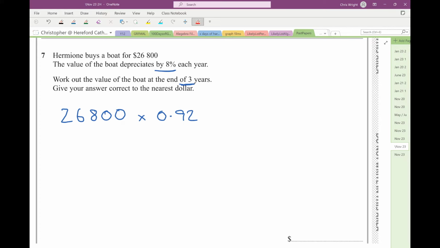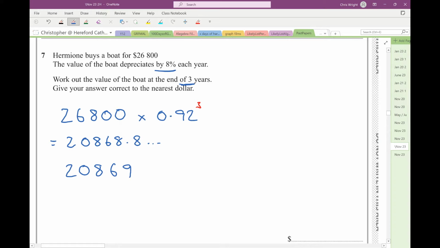So this is compound, isn't it? Compound, so it's the power of 3. So all I need to do is to put that in my calculator. And it says give my answer to the nearest dollar. Now, when I put that in my calculator, I get that. And so to the nearest dollar, I'm going to give the answer $20,869. That is number 7 sorted.